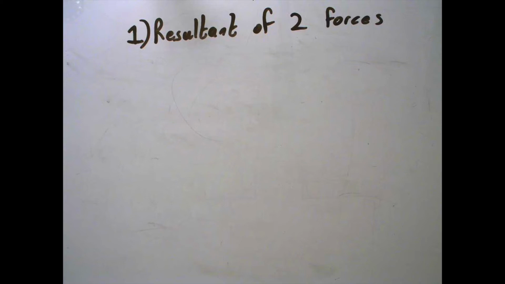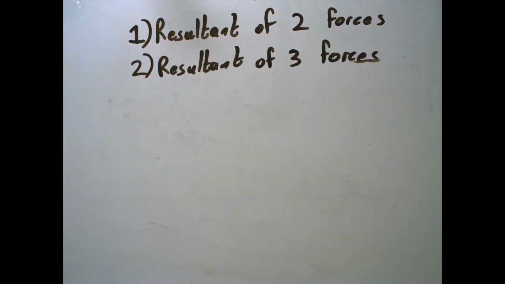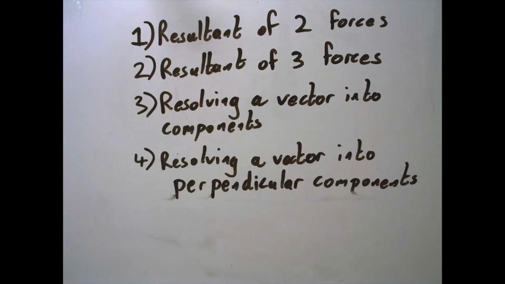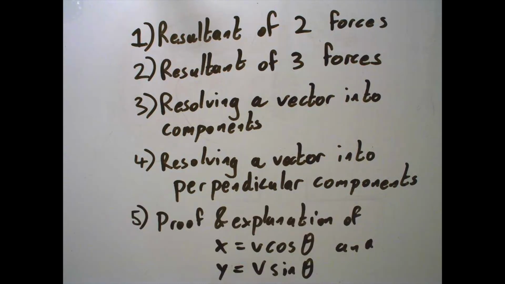Hi guys, in today's video we're going to look at 5 main areas. First we're going to look at the resultant of 2 forces, then the resultant of 3 forces, then resolving a vector into its components, then resolving a vector into perpendicular components, and finally the proofs for x equals v cosine theta and y equals v times sine theta. So with that being said, let's get cracking.